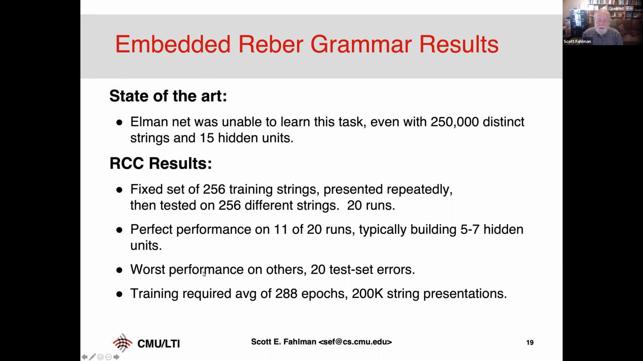And then when you looked at the test set, on 9 of the 20 runs, it was making some errors, but over the whole test set, only 20 errors in all. So it had learned it almost perfectly. And these guys never learned it. Training required an average of 288 epochs, 200,000 string presentations.